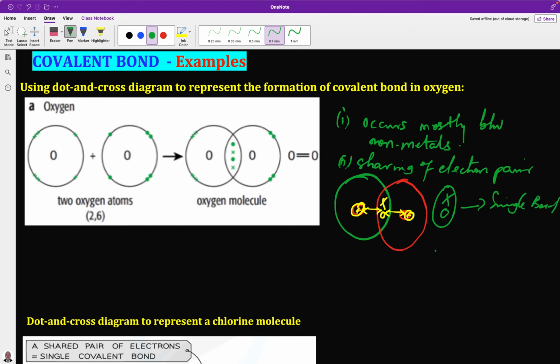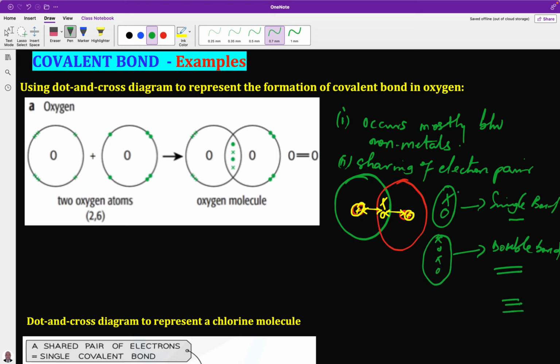If there are 2 pairs of shared electrons, it results in what? It results in a double bond. If there are three pairs of shared electrons, it results in what? It results in a triple bond.